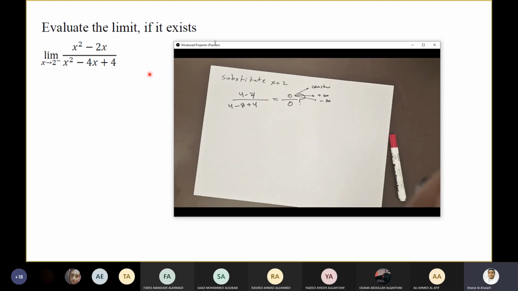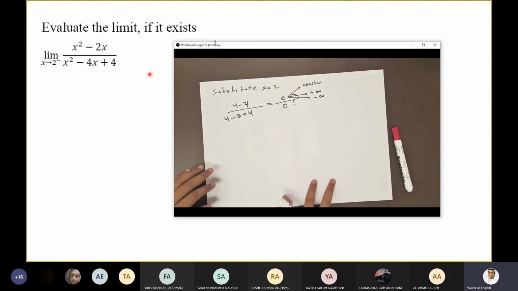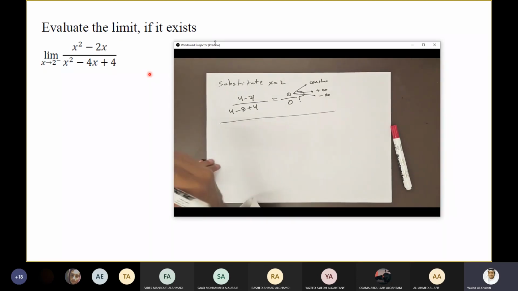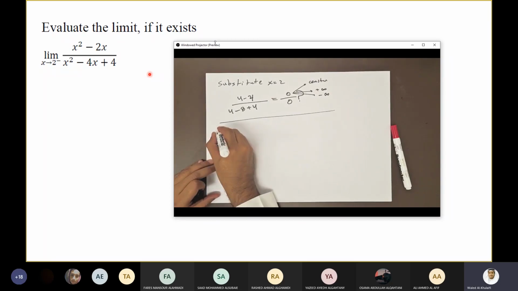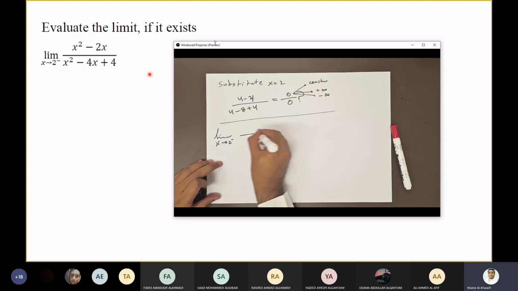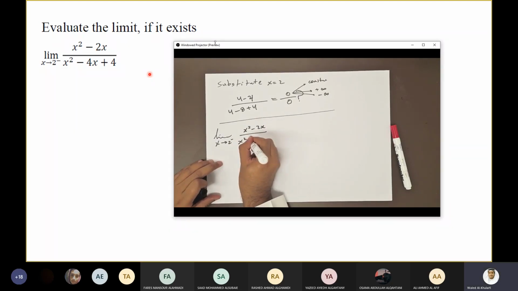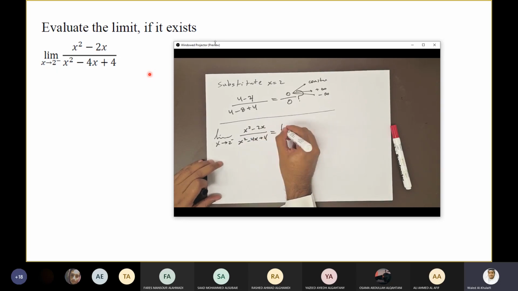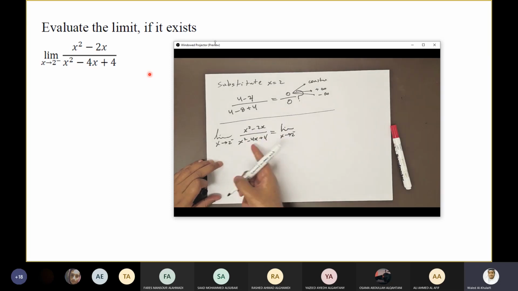But what we can do now to treat this 0 over 0 is to simplify the limit that I have. So now I have the limit as x approaching 2 from the left of x squared minus 2x over x squared minus 4x plus 4. What I can do depends on the nature of the expression that I have. Now the nature here is a rational function. I have polynomial over polynomial.